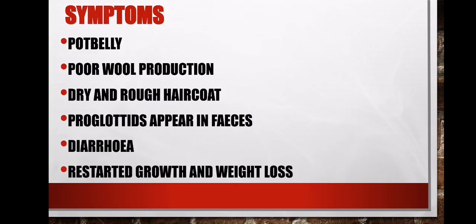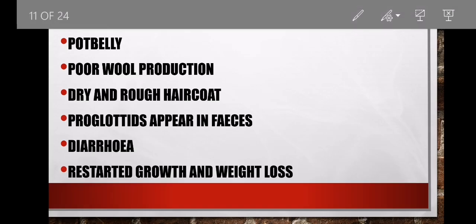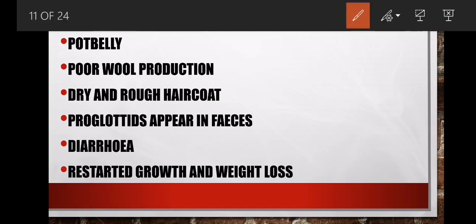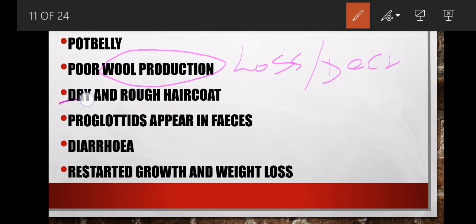Let's quickly look at the symptoms. I want you to take note of all of this. One, we have the pot belly. With a pot belly, the animal's stomach becomes big. Then there is poor wool production. So one of the symptoms is that there will be poor wool production. In a simpler way, we say there will be loss of wool production, or one can say there will be decrease of wool production. I want you to master this one.